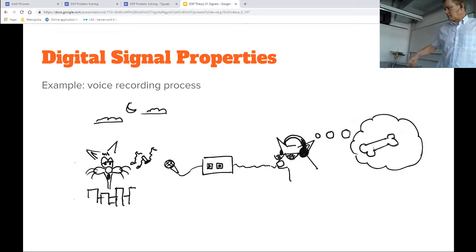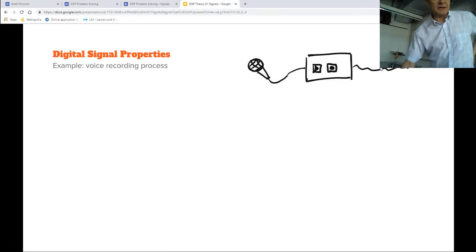For example, on your mobile phone or any device, you basically have some sound source, for example, a cat, and then a dog thinking of a bone, and listening and having a sampling recorder in between.